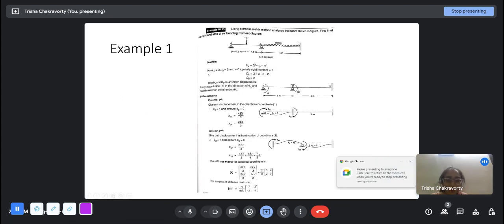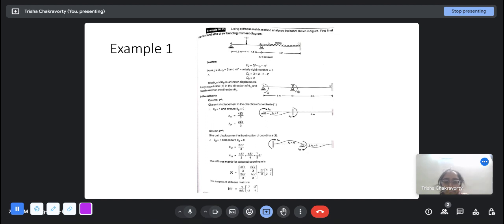First we find out the kinematic indeterminacy. Here J is 3, A, B, and C are the joints. Here the load application point is not considered as a joint, and RE is 5 because there are two roller supports and one fixed support, so 3 plus 2 is 5. And they say that we have to consider the beams as actually rigid. So there are two actually rigid members, so M dash is 2. So the degree of kinematic indeterminacy is 3 into 3 minus 5 minus 2, that is 2.